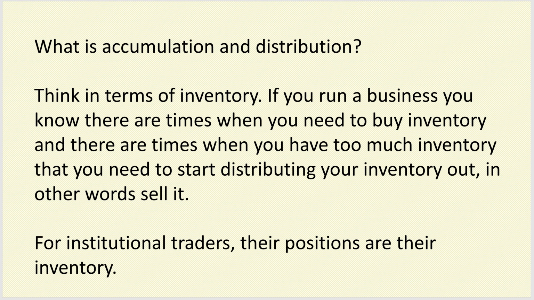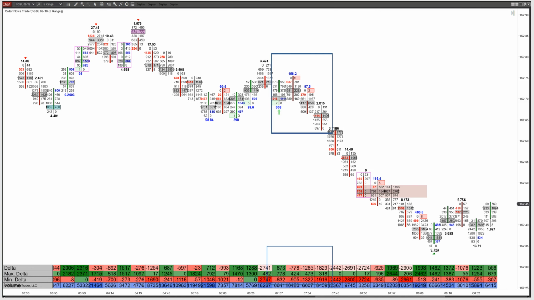And institutional traders, their position is basically their inventory. When you start seeing distribution, you can see it in the delta, because the selling is going to be consistent and generally getting stronger. You can see here, the market's basically going sideways. You look at the delta in the sideways action: minus 993, plus 1168, plus 1280, minus 2741. Then in the box, plus 673, and then minus delta: minus 778, minus 1265, minus 1829. Distribution is now starting to occur.